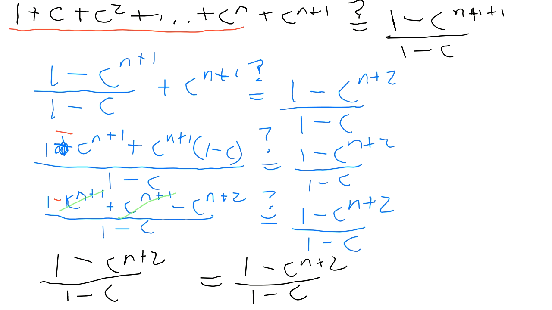What was the n again? Greater than or equal to 1? Or was it all n in natural numbers? So it's true for all n, as long as c is not the number 1.